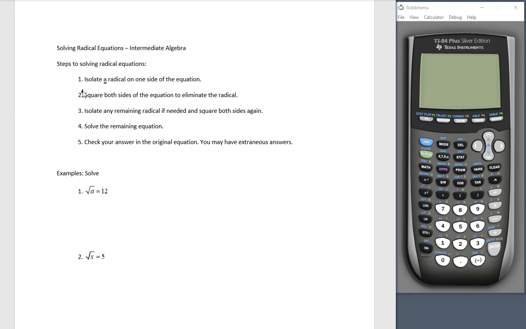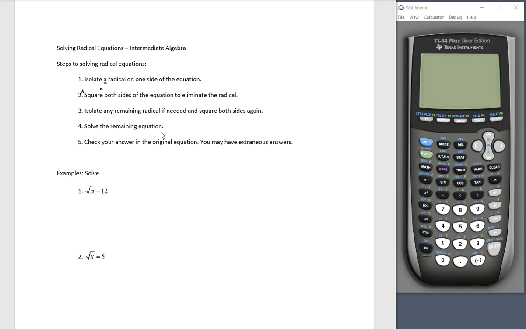Square both sides, and I'm going to put this in quotes because sometimes we'll need to cube both sides. It depends on what the index of the radical is. But square both sides of the equation to eliminate the radical. We'll isolate any remaining radicals if needed and square again. So this is shampoo instructions, right? It's lather, rinse, repeat. That's all it is. Isolate, square, repeat. Lather, rinse, repeat.